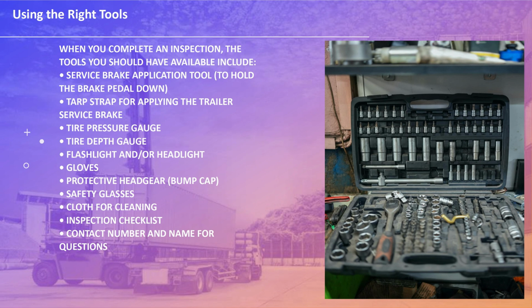Using the right tools. When you complete an inspection, the tools you should have available include: service brake application tool to hold the brake pedal down, tarp strap for applying the trailer service brake, tire pressure gauge, tire depth gauge, flashlight and/or headlight, gloves, protective headgear, bump cap, safety glasses, cloth for cleaning, inspection checklist, contact number and name for questions.